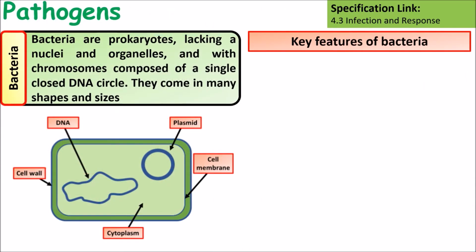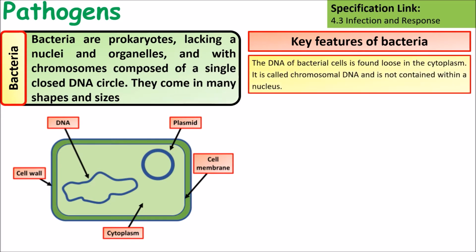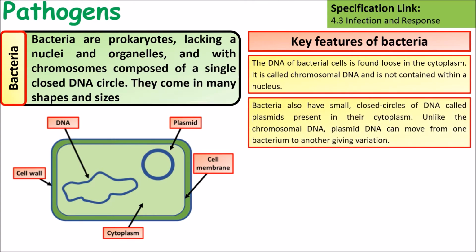So bacteria are prokaryotes. They lack a nucleus or any membrane-bound organelles. They generally have delocalized DNA and small circles of DNA called plasmids. So some of the key features of bacteria are that they have no membrane-bound organelles. They have plasmids.